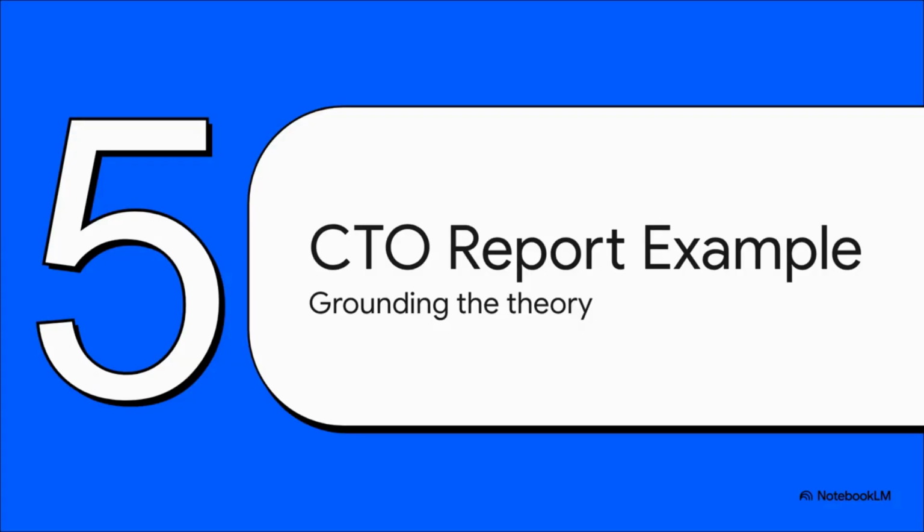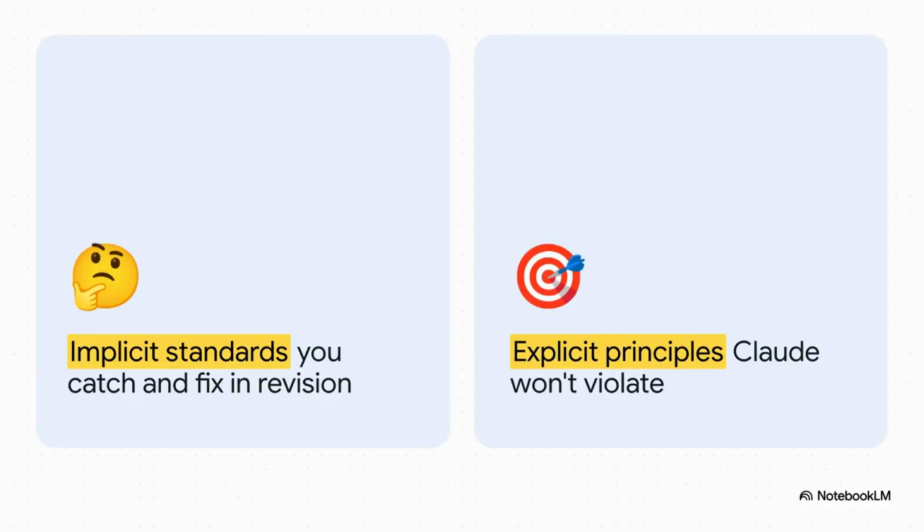Let's ground all of this theory with a really practical example: building a research report for CTOs. To do this right, we need to make a massive mental shift. Instead of relying on your implicit standards, the things you only catch and fix after the AI hands you a terrible draft, we want explicit principles. Relying on implicit standards just forces you into this painful, endless cycle of revising and reprompting. By pulling those hidden assumptions out of your head and turning them into explicit principles within your constitution, you create strict boundaries that the AI simply will not violate during its very first generation.